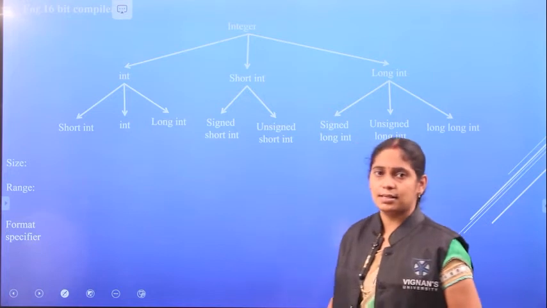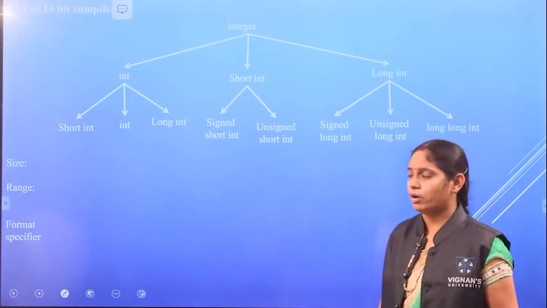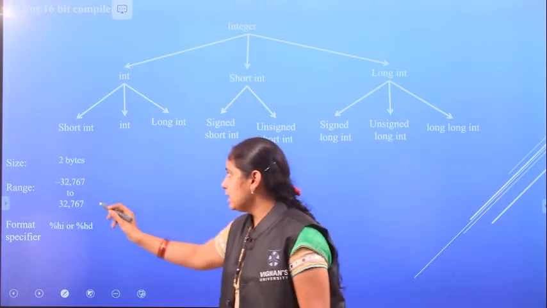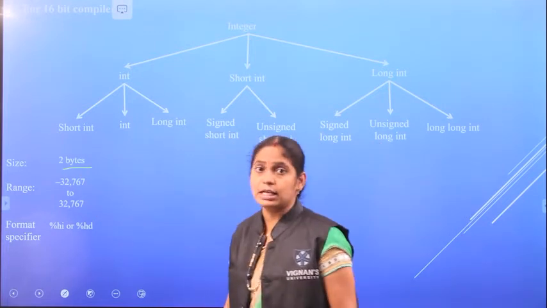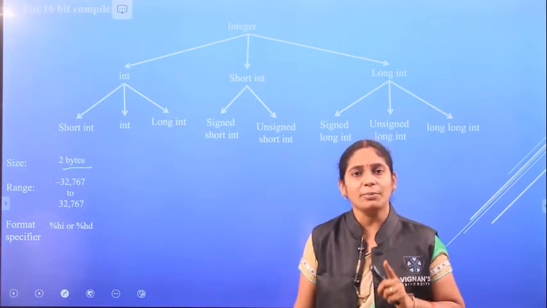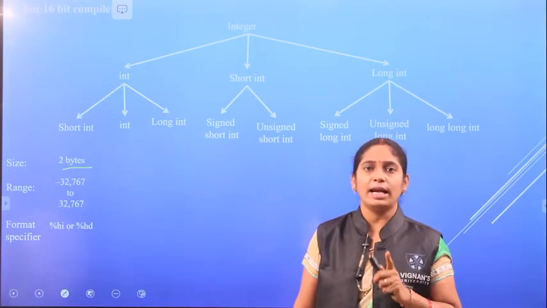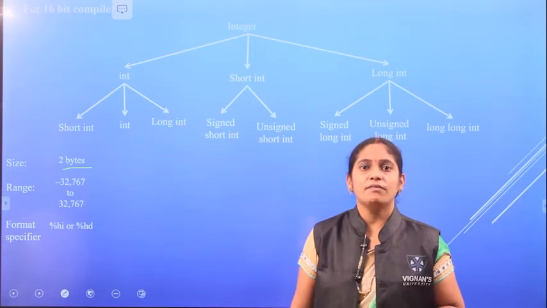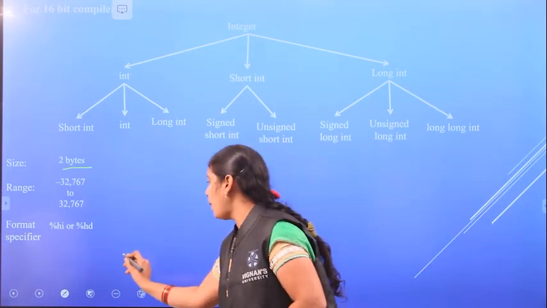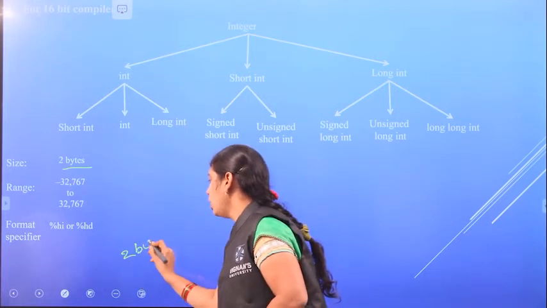Then see the size and range of format specifiers of each one. Coming to the short int, the size of short int is 2 bytes. 2 bytes. Then what about the range? How to find the range of a data type? First, convert the bytes into bits. So how many bits? 2 bytes equal to how many bits?